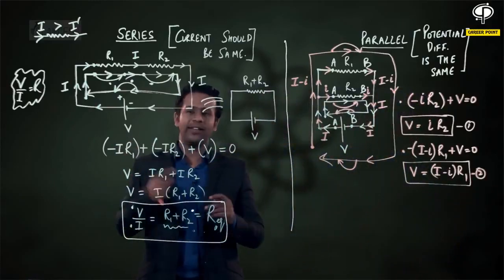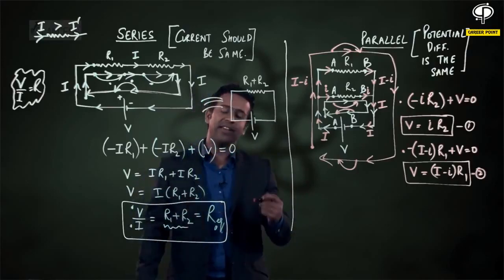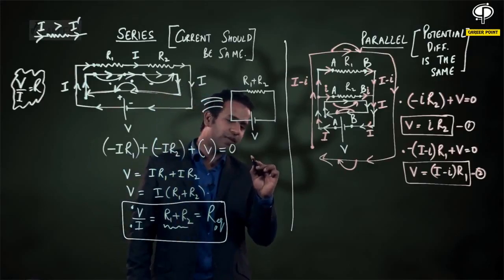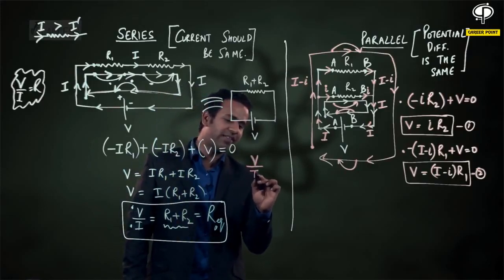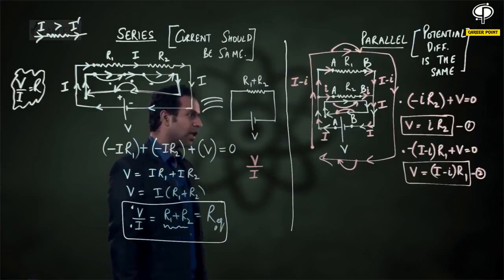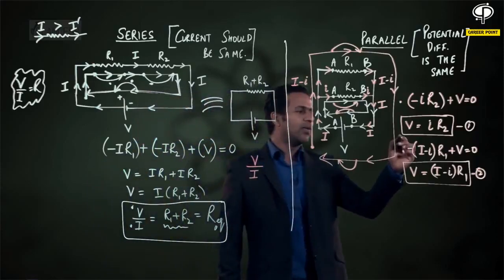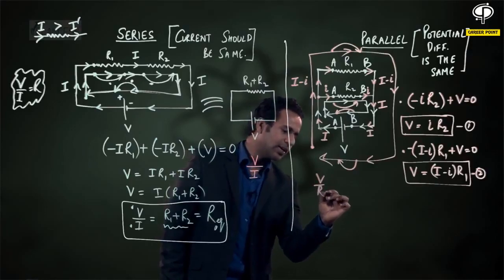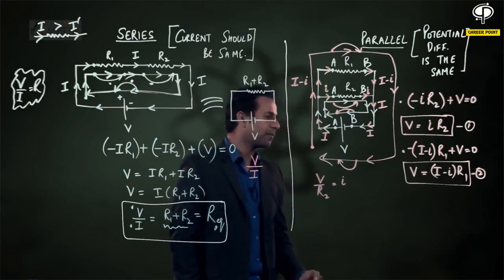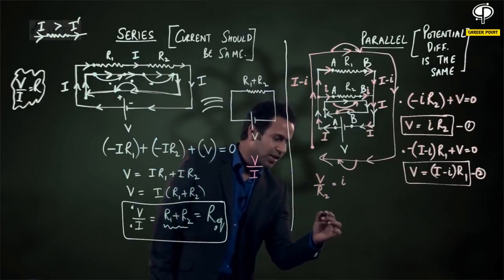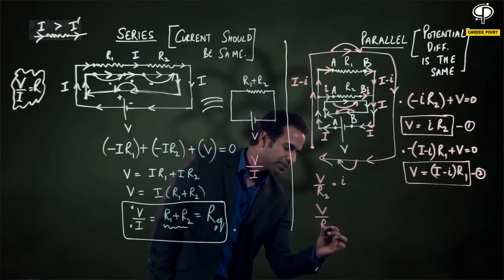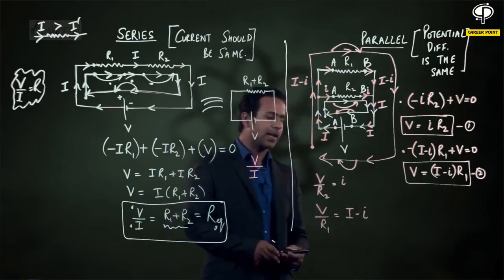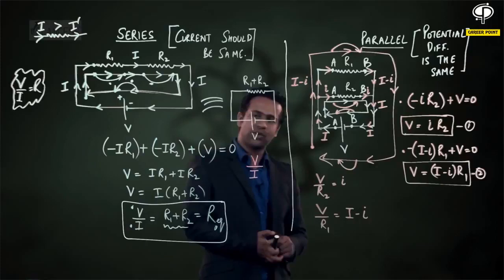We want to find the equivalent resistance. Now we have already found it once, so you know that when we are trying to find the equivalent resistance, we basically wish to find an expression like V by I. So to do that, we rewrite this equation as V by R2 is equal to small i, and this can be written as V upon R1 is equal to capital I minus small i.